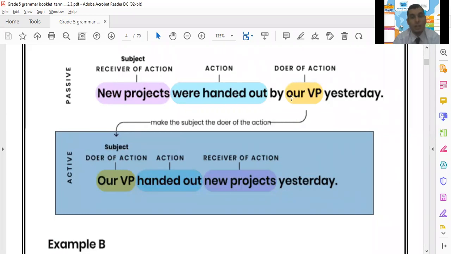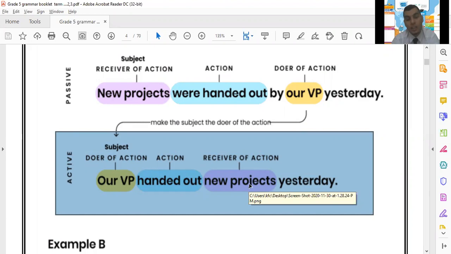In the end, in the passive voice. Very good. In the end. What about the verb? Do we change it or leave it the same? Change. We change it, as you can see here, handed out, and here were handed out. A new project. Handed out.